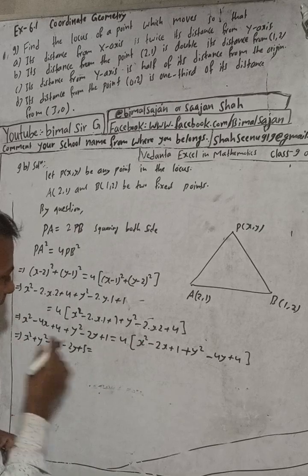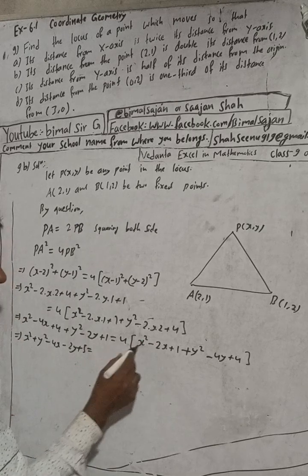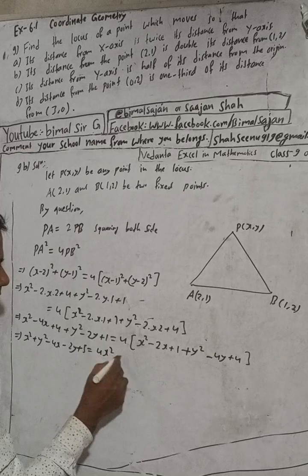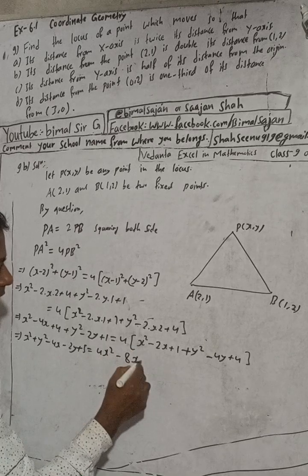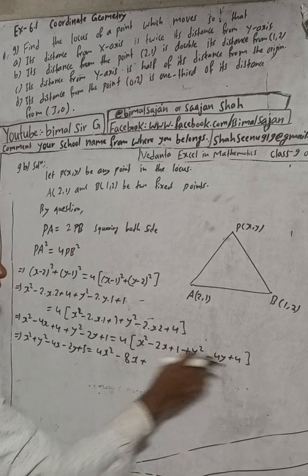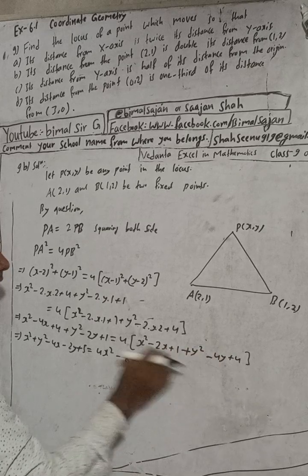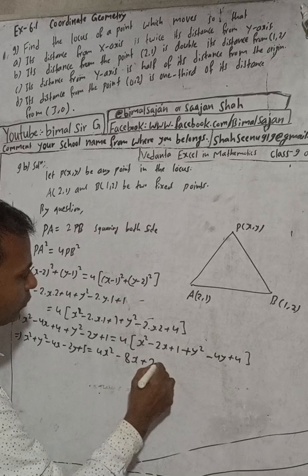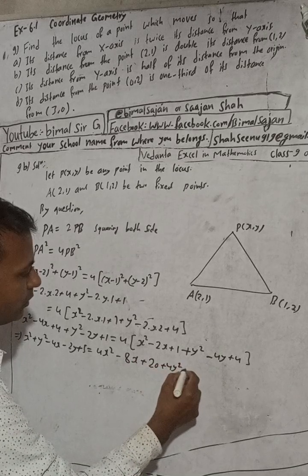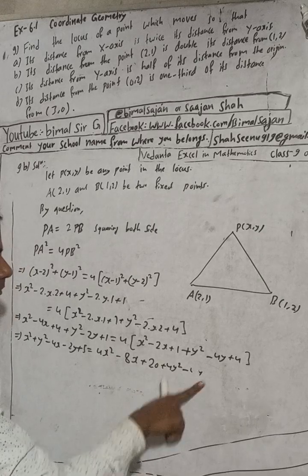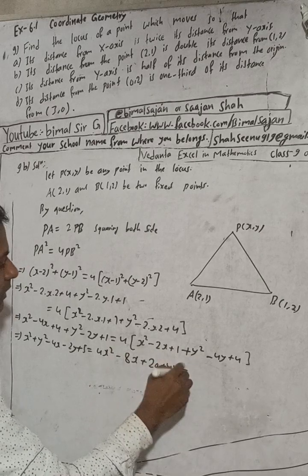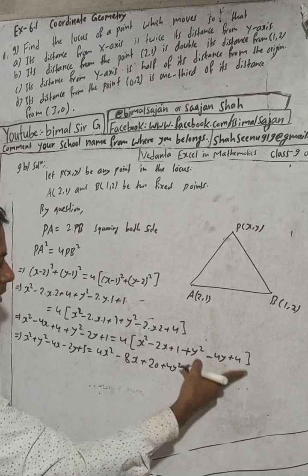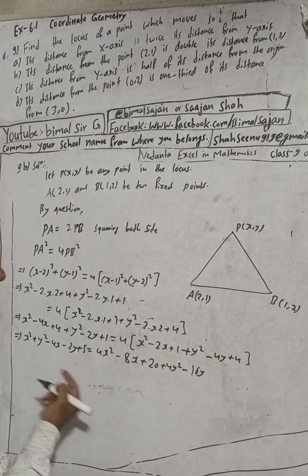This is 4x square minus 8x, plus 1 plus 4 is 5, and 5 times 4 is 20, so you can directly write 20. Now here is y square, so this is 4y square and minus 16y, sorry, 4y square, 4 times 4 is 16, minus 16y. We have already taken the constant: 4 times 5 is 20.